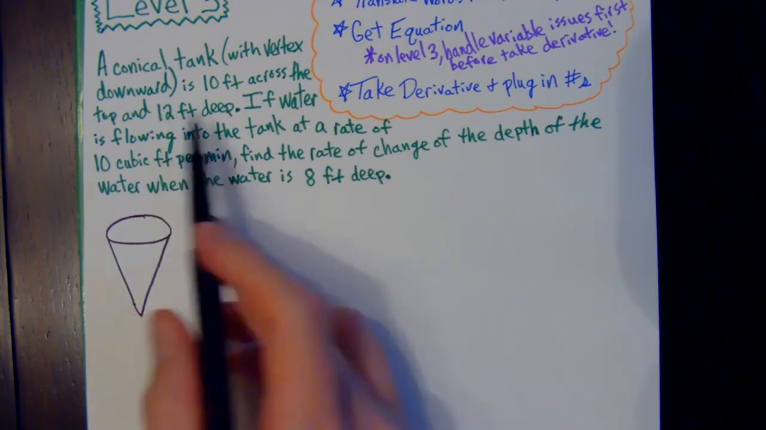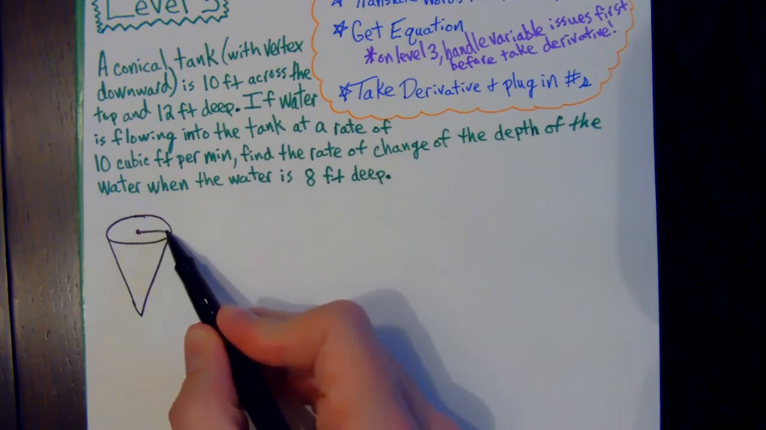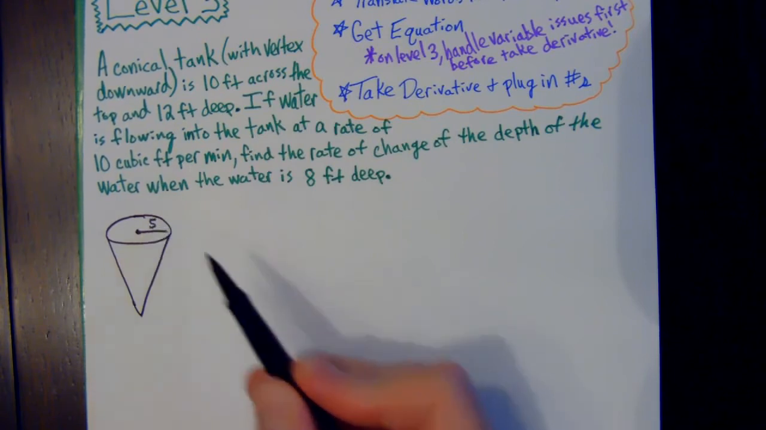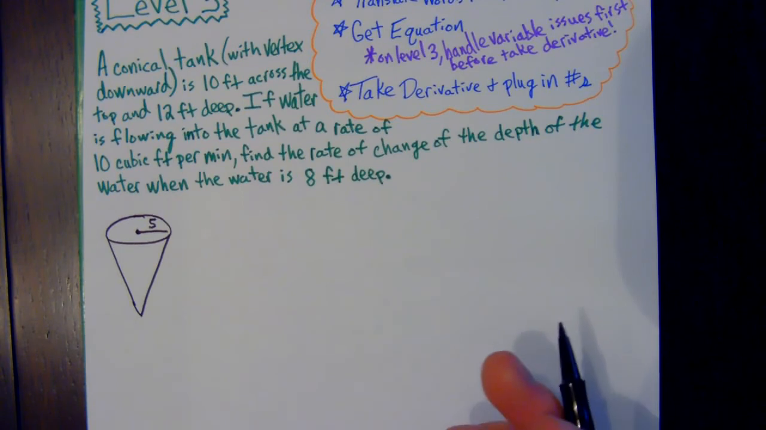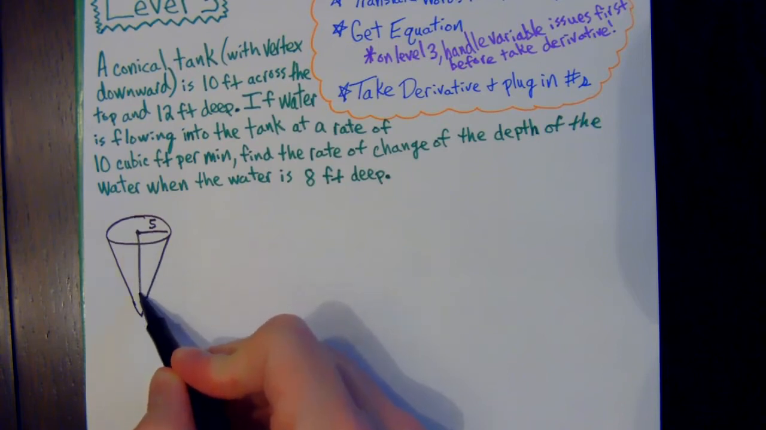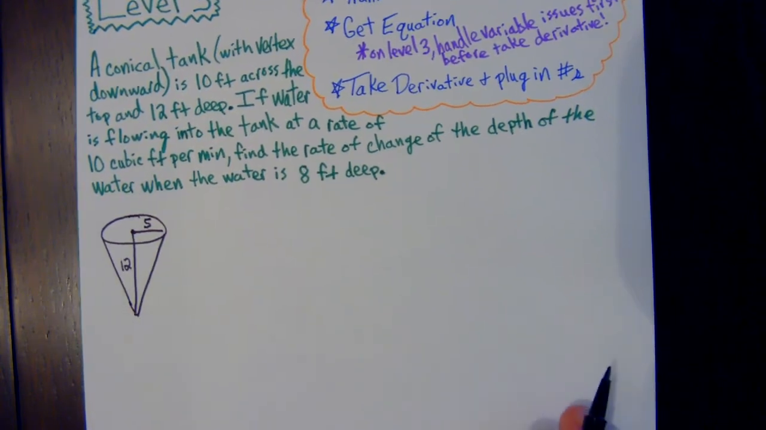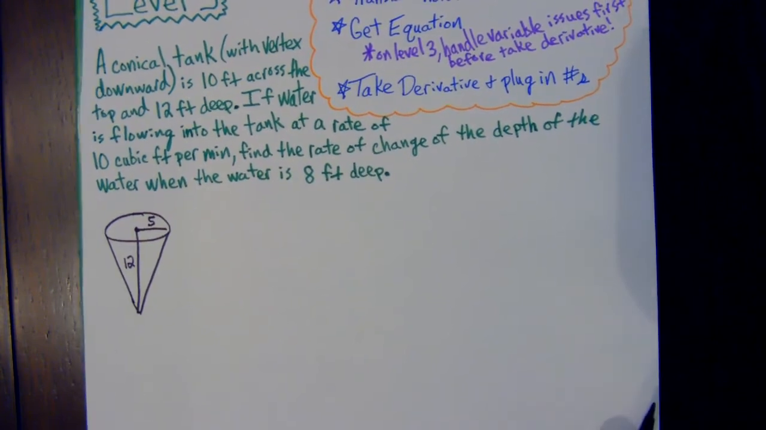Now, when they say 10 feet across the top, I'm going to put a 5 right here, because typically all of our geometry formulas will have radius and height in them, not diameter. So I'm going to use 5 for the radius, and then 12 feet deep for the dimension. And so that's the dimensions of that tank. So I can label those as numbers.